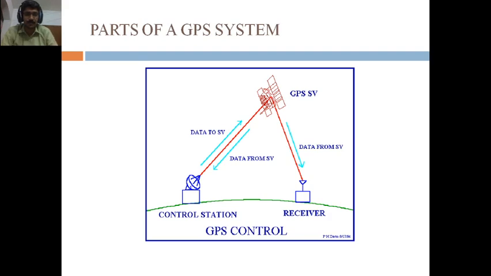This is the control station, receiver, and GPS satellite over the space. These satellites get the data and send the data to the control station, and it gets transferred to the receiver. From the receiver we can get the data. These are the basics. The receiver is also controlled by the control station only, but without the receiver we can't get the data, right? Both are interrelated. This is the overall GPS control system.